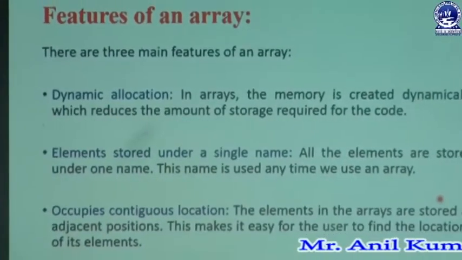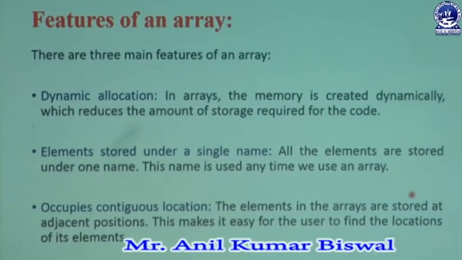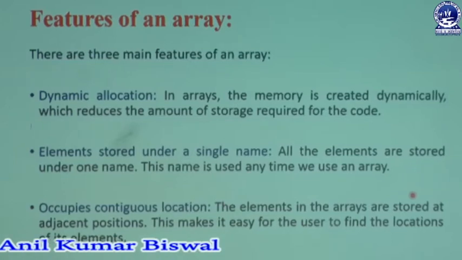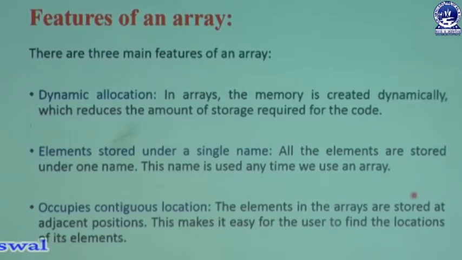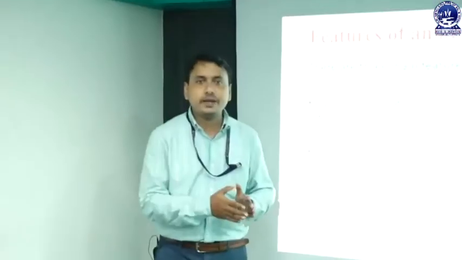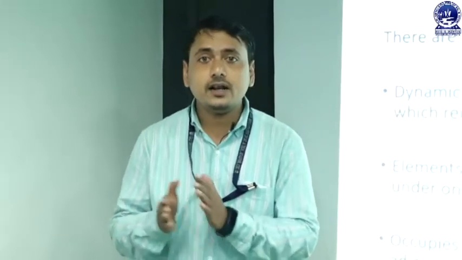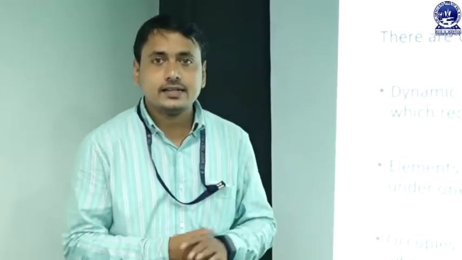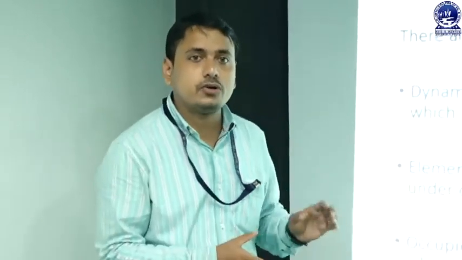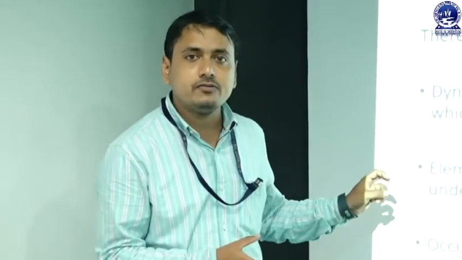The next feature is known as elements stored under a single name. All the elements are stored under one name, and this name is used any time we use the array. If a user wants to store elements, which may be integers, float, double, long, string, etc., these elements can be stored in a single variable, which is an array type variable.